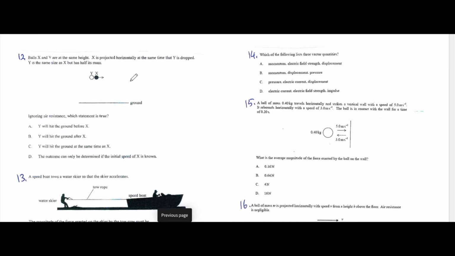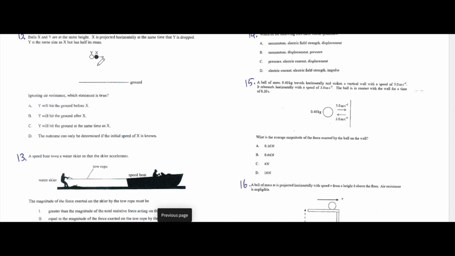Number 12, we have balls X and Y that are at the same height. Y is just dropped and X is thrown horizontally. So ignoring air resistance, which statement is true? If you look at the choices, we are comparing the time that they take to fall. They will hit the ground at the same time because their vertical motion is exactly the same.